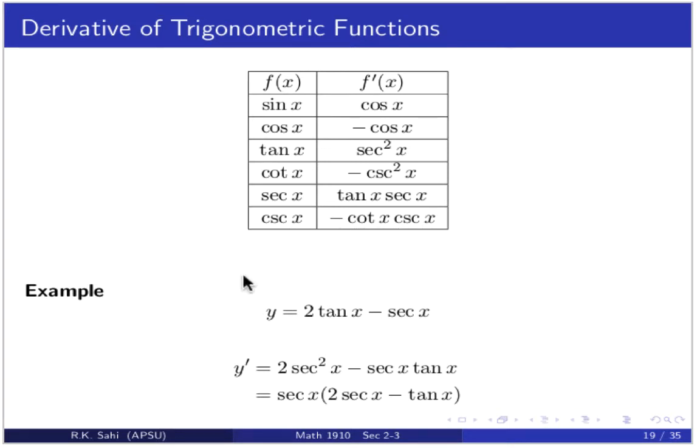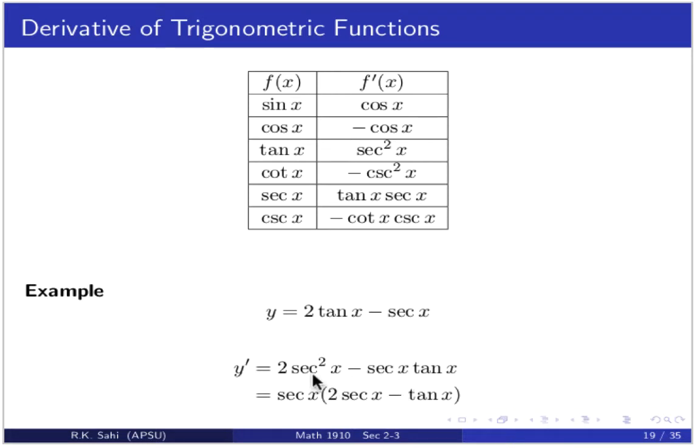So let's look at an example. We want to find the differential of y equals 2 times tangent x minus secant x. The differential is, remember, it's a constant times the function tangent. You keep the constant out, take the differential of tangent, which is 2 times secant square x, and negative times, it's a difference of two functions. So differential of secant is secant x tangent x.